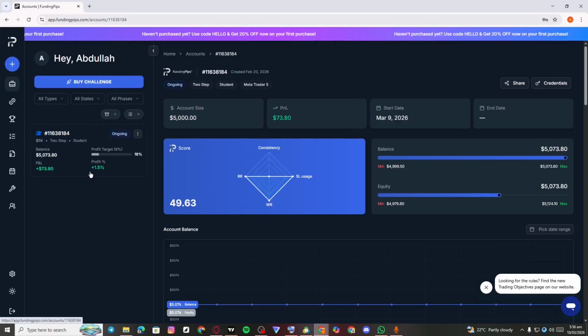So that's it for me. I'm gonna risk a lot on the next setup. If it's a very good setup, and if that happens, I'm just gonna risk a good amount of money, and I'll try to pass the account.